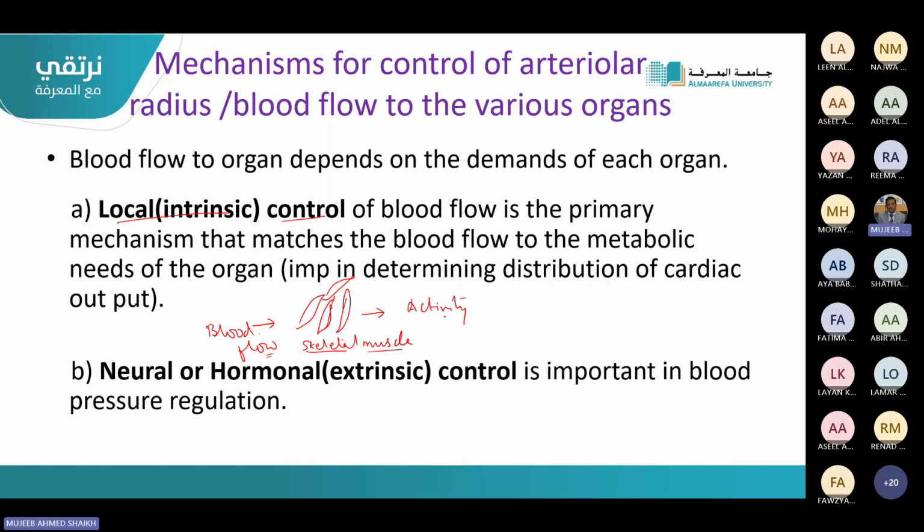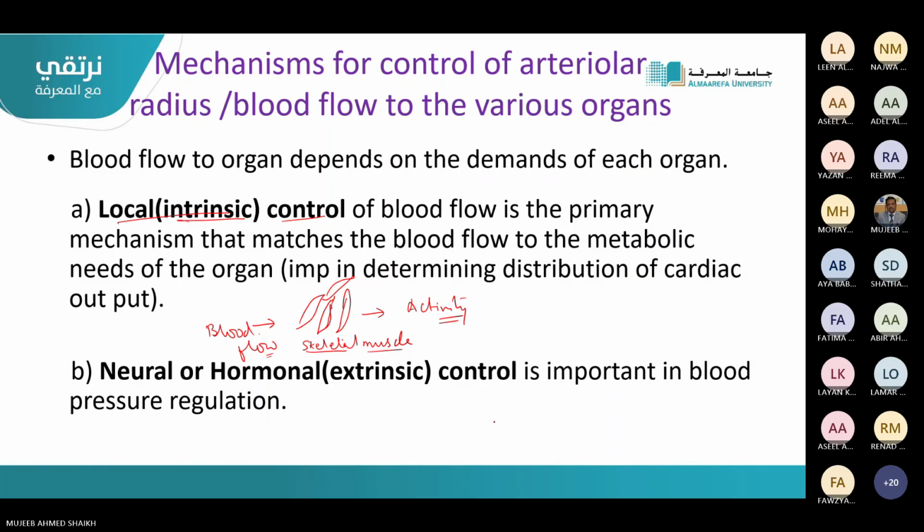Increase. So it depends upon the activity of the organ, or the cell. If the cell or the tissue is functioning more, the oxygen supply will become more. That's why it is known as local intrinsic control. Blood flow primarily matches the need of the tissue.